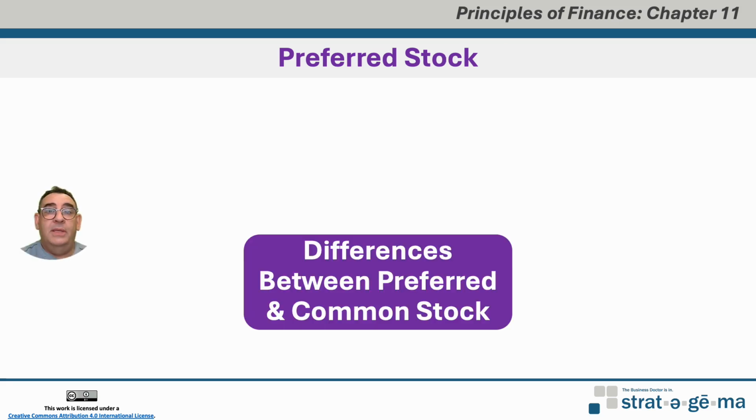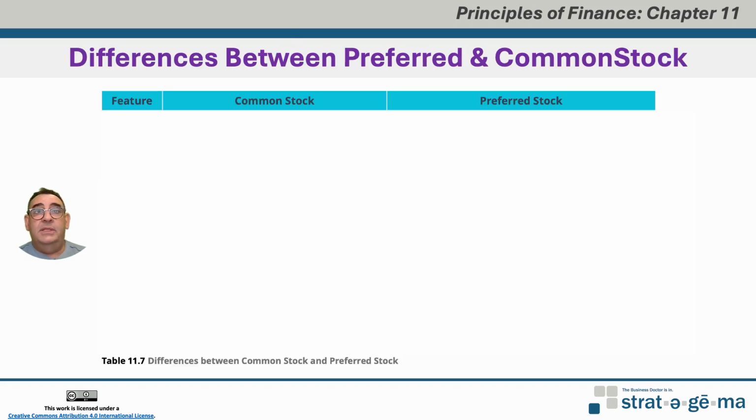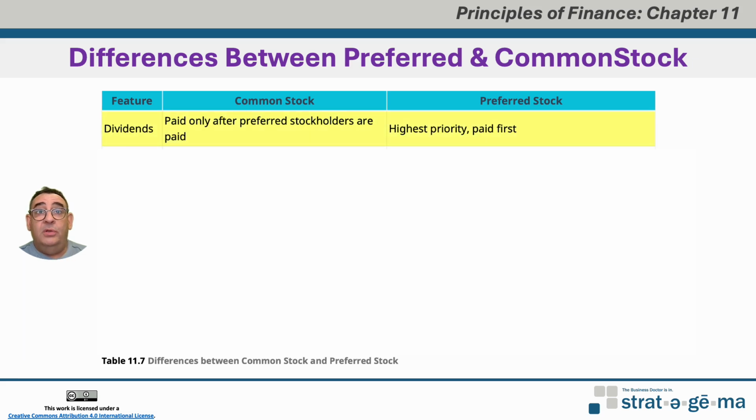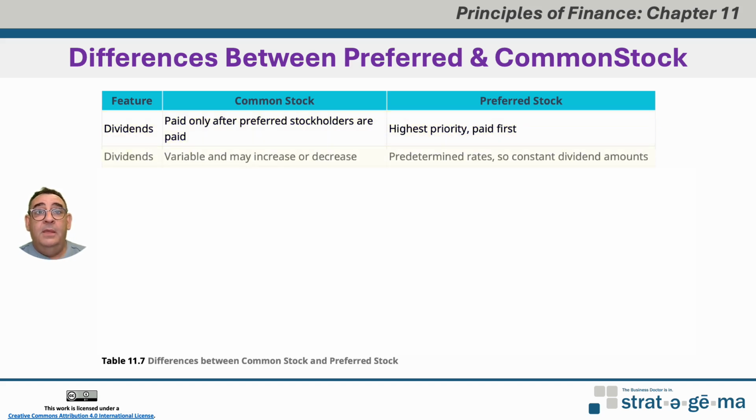And then finally, if we look at some differences between preferred and common shares, we included this table from the text. If we look at dividends, common shareholders are only paid after the preferred shareholders. Preferred stock are highest priority, they get paid first. Common share dividends can also be variable. They may increase or decrease.